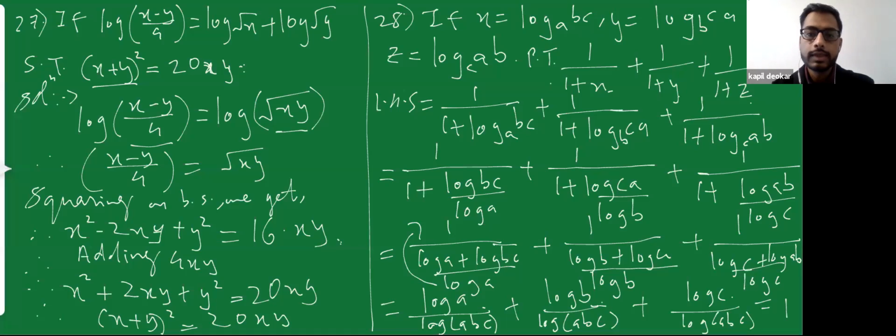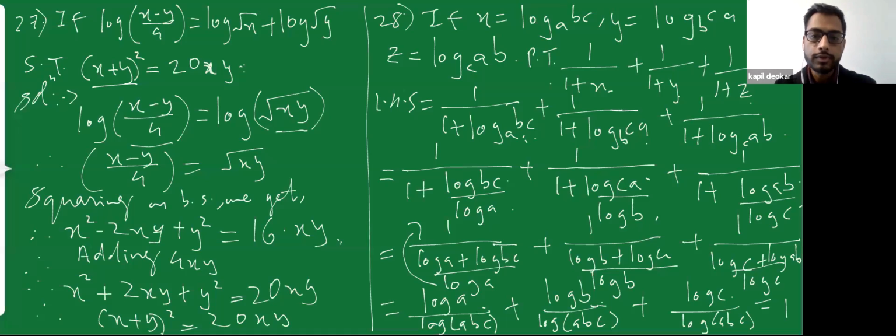X, Y, and Z values were given to you. So you have just substituted these values over here. Then in this step, you have used your change of base formula. Log of BC to the base A is log of BC upon log of A. Similarly, over here, you have used the change of base formula.